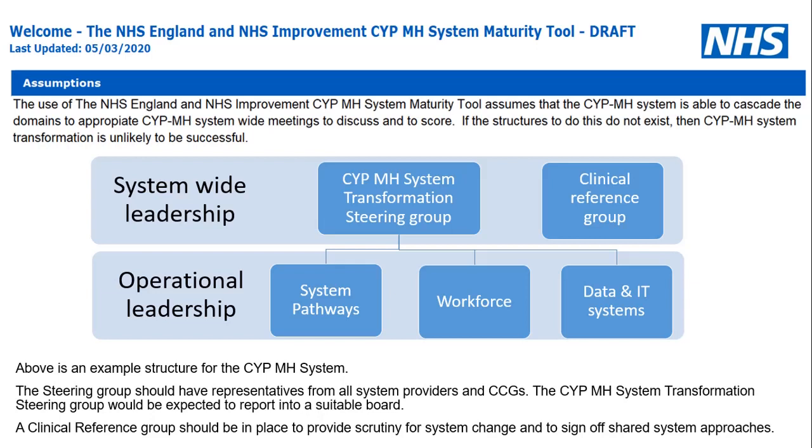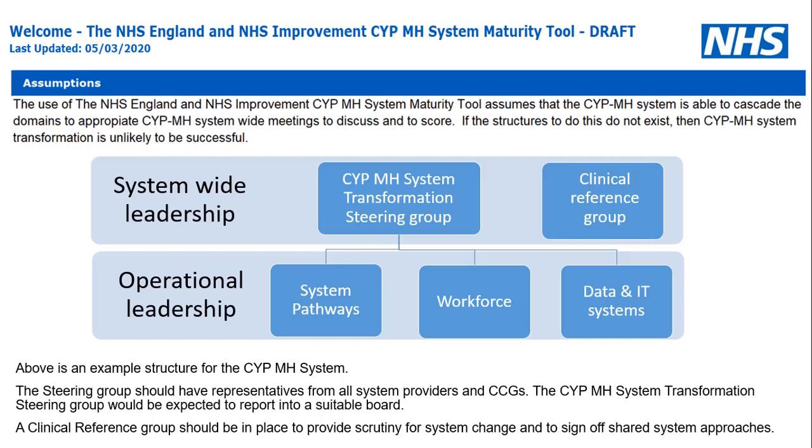So what we're saying is, as system-wide leadership, we'd expect there to be a transformation steering group, and this to really think about your vision, to focus on that strategy and sustainability element of the domains, and to really think about how we drive forward the model. You'd expect there to be a clinical reference group attached to that, just to make sure that the thinking within that is also really clinically focused. And then some of the operational leadership we'd expect to see in place. And these are the three groups that we most regularly hear are required.